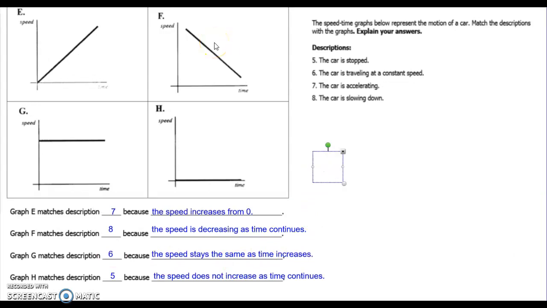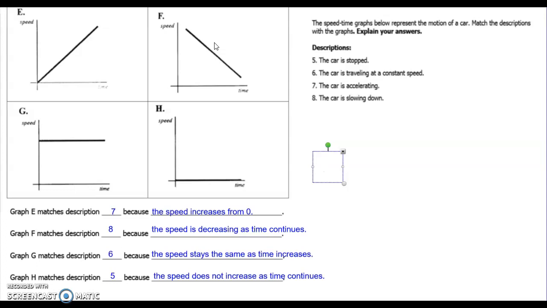We have that graph E matches 7, and it was because the speed increases from 0.